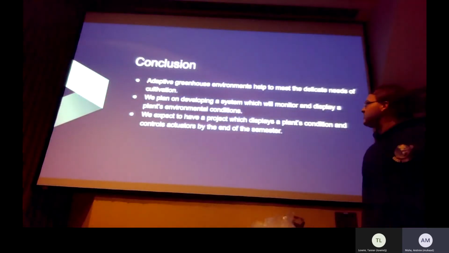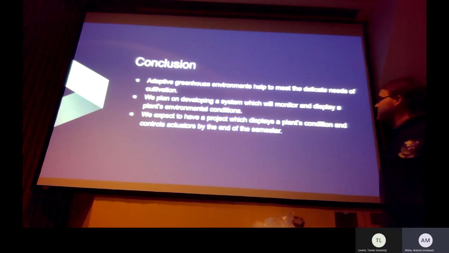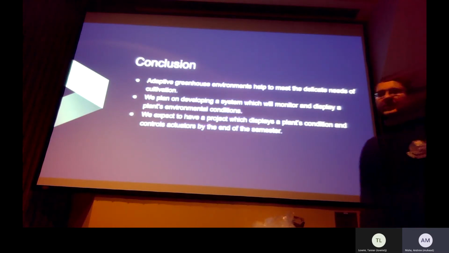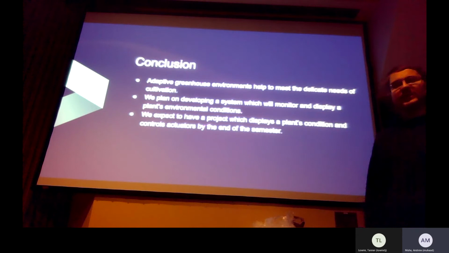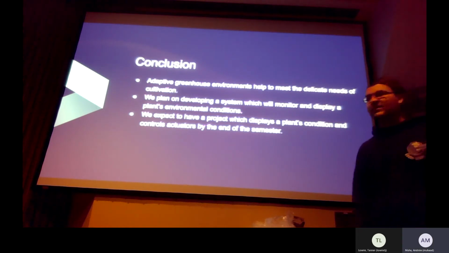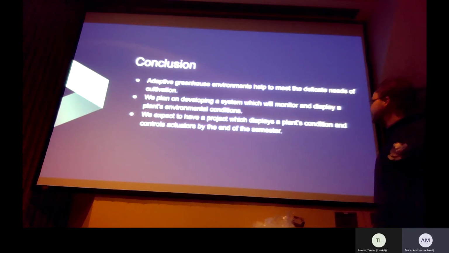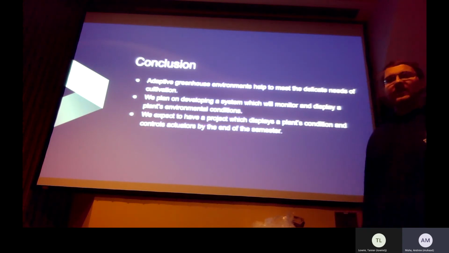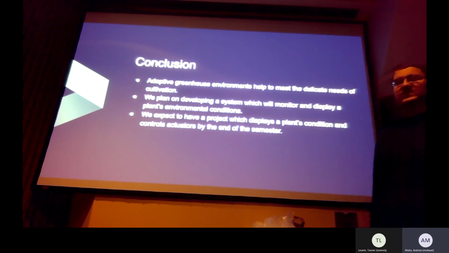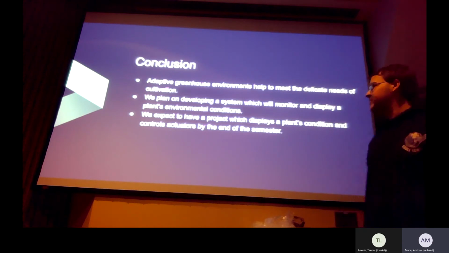In conclusion, adaptive greenhouse environments help to meet the delicate needs of cultivation. Yes, plants are much better when grown with optimal conditions. Even just having a little bit less or more water than it needs, having a little bit more could drown a plant easily, having a little bit less can make it not grow to be as good as it could be. We plan on developing a system which will monitor and display a plant's environmental conditions. This will allow it to adapt to the environment around it, so that it can be self-sustaining without the need for human intervention, or much human intervention.